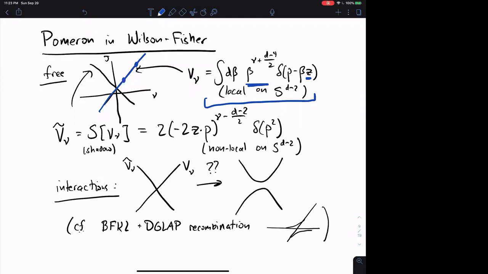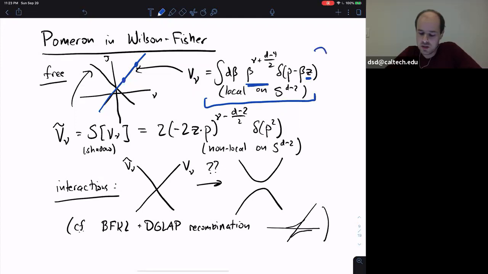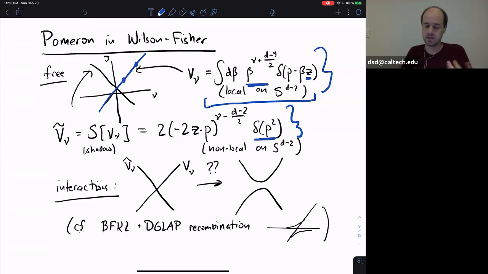Okay, so this is what the first 45-degree trajectory does, and then we can look at its shadow trajectory, and that has a vertex that looks like this. So what does that mean? Well, it gets contributions from particles with null momenta, so that's this delta p squared. P is the momentum of the particle that is being detected.